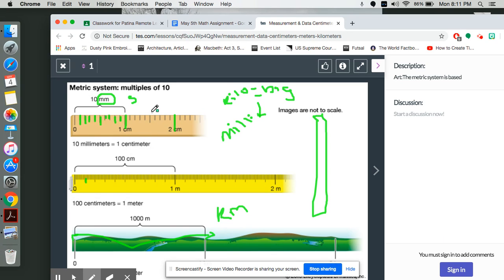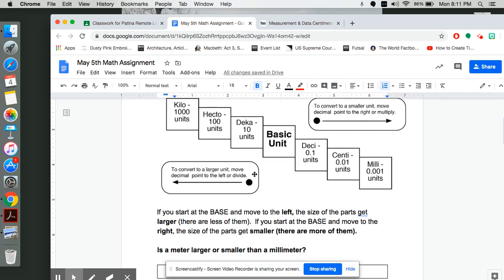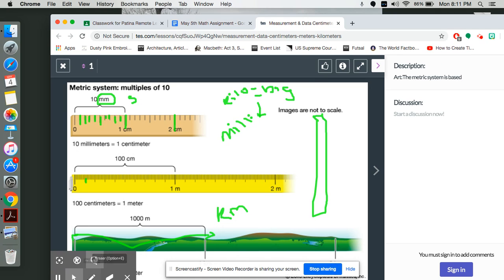And everything's in a multiple of 10. So there's 10 millimeters in 1 centimeter. There's 100 centimeters in a meter and 1,000 meters in a kilometer. So we're going to go over and kind of explain how we convert from millimeters to centimeters and all that fun stuff. So going back over here, I'm going to erase this really quick.